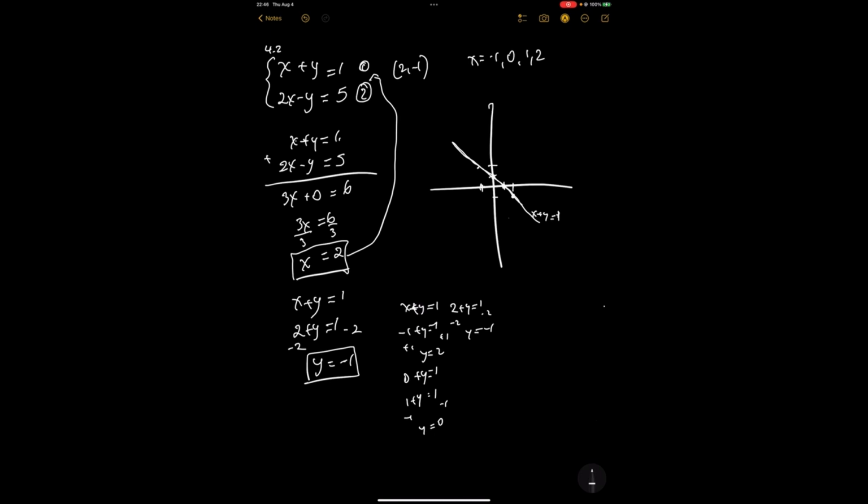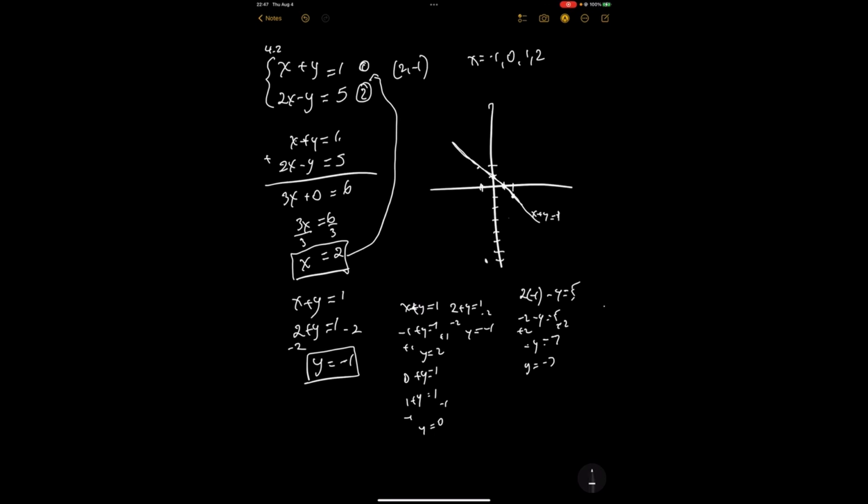Let's check it out. Second equation, x equals negative 1. So we have 2 times negative 1 minus y equals 5. So we got negative 2 minus y equals 5. I'm going to add 2 on both sides. So I get negative y equals what? 3? Nope. 5 plus 2 equals 7. Okay? So y is equal to negative 7. So at negative 1 for x, y equals negative 7. So that's 2, 3, 4, 5, 6, 7.